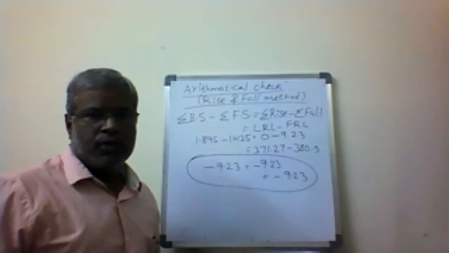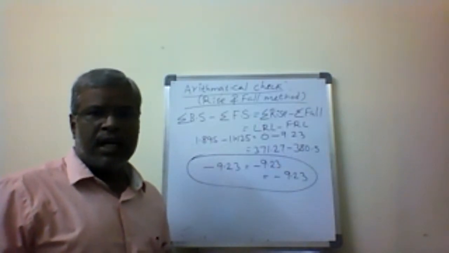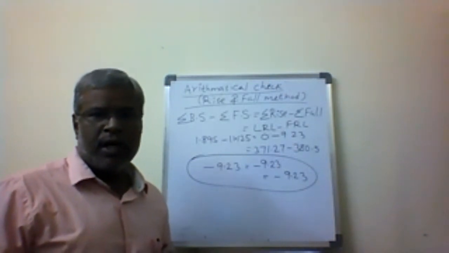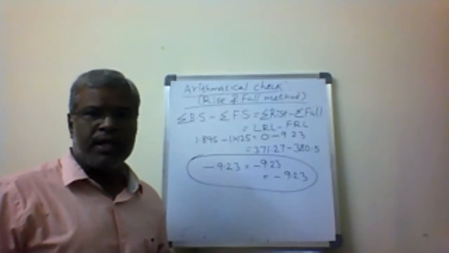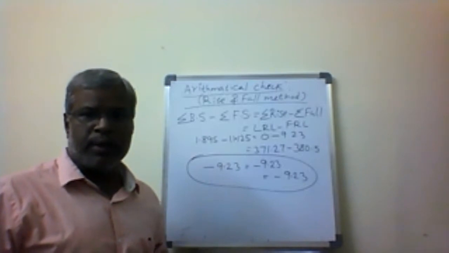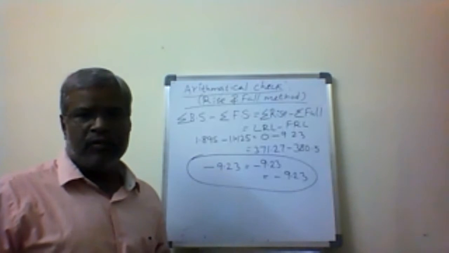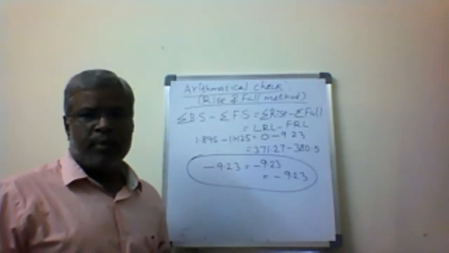So we have applied the arithmetical check to verify whether the elevations calculated from the rise and fall method are right or wrong. The arithmetical check for the rise and fall method is: summation of backsights minus summation of foresights equals summation of rises minus summation of falls, which equals last reduced level minus first reduced level. So the difference of elevation we are getting is 9.23.